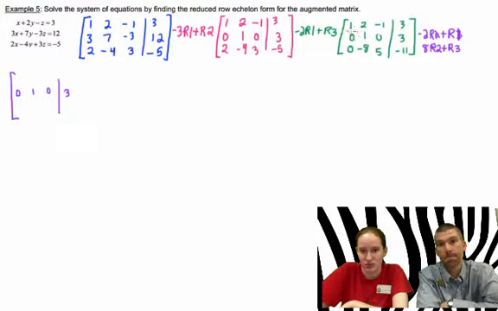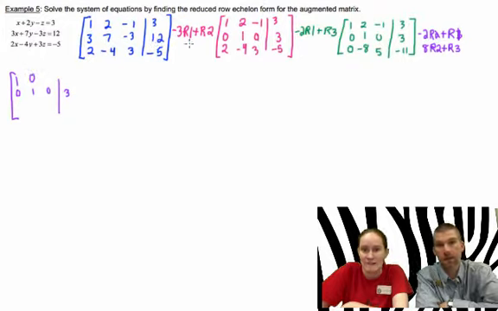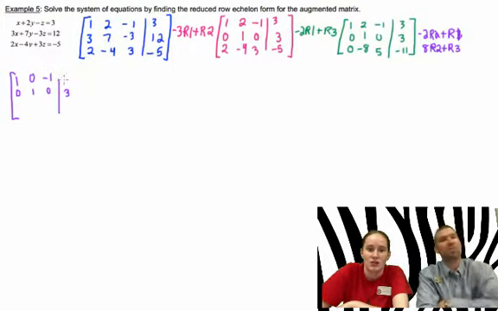Okay, and so here we want to do negative 2 times row 2. So 0 plus 1 is still 1, which is good. That's what we want. Okay, negative 2 times 1 is negative 2, plus 2 is 0. Negative 2 times 0 is 0, plus negative 1, negative 1. And then negative 2 times 3 is negative 6, plus 3, negative 3.